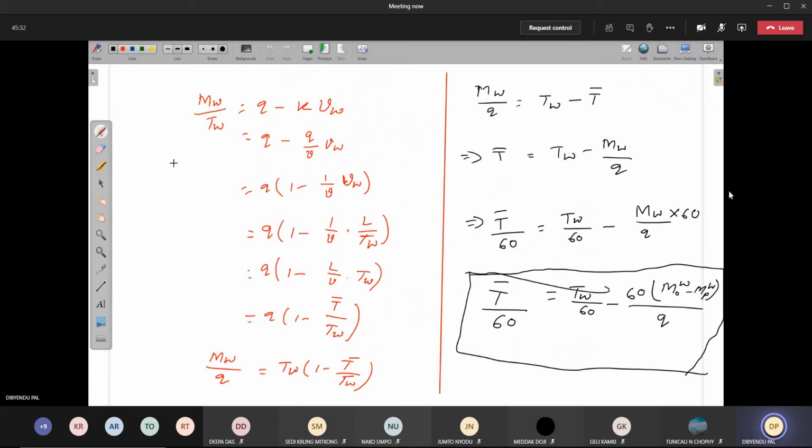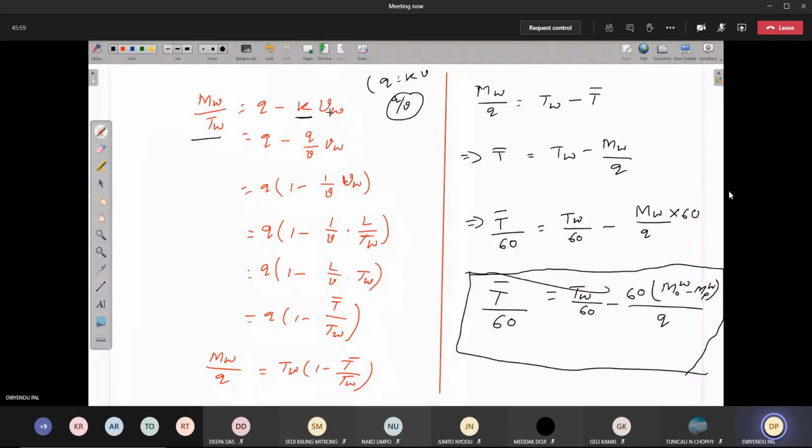Okay, so once you divide it by TW, this is MW by TW equal to Q minus K BW. Now this Q I have written there. What is K? K is the density. What do we know? Q equal to KB. So if K is the density, density means Q divided by B. So I have written here Q divided by B into BW.